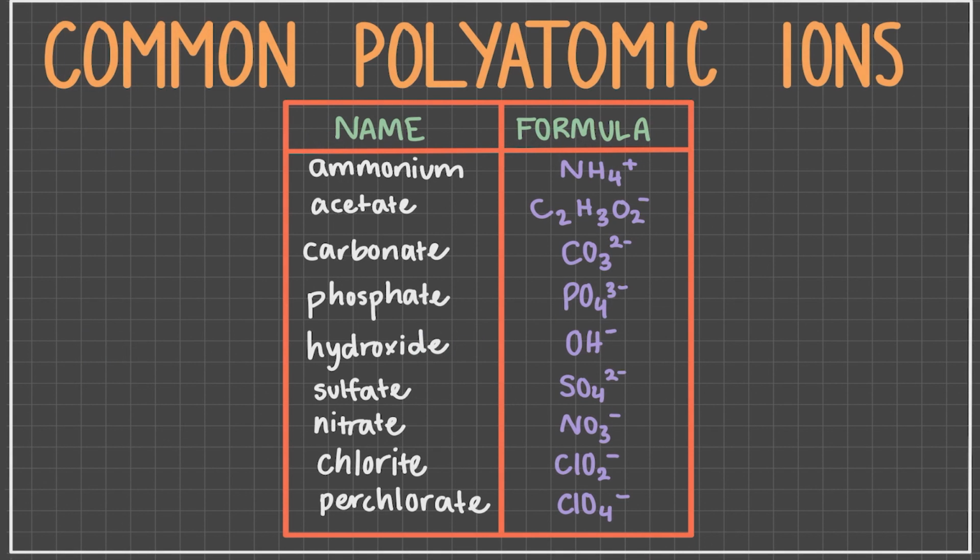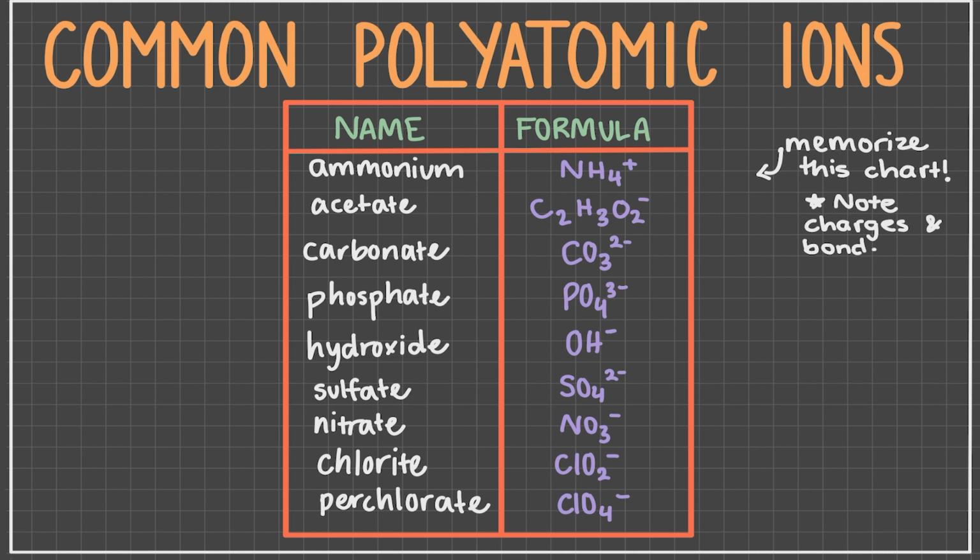There are many polyatomic ions that exist in our world, but some are more common than others. Take a look at this list over here on the screen of some common polyatomic ions. Because polyatomic ions are such a foundational part of chemistry, it's a good idea to memorize these. Note the charge and number of atoms bonded together for each of these polyatomic ions.